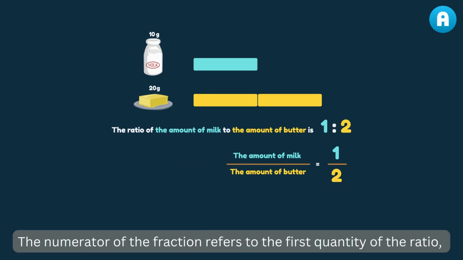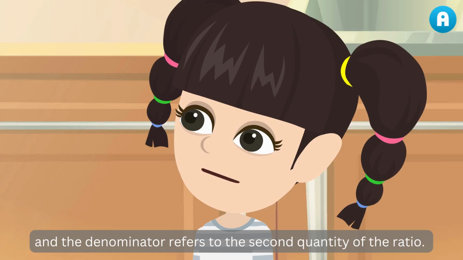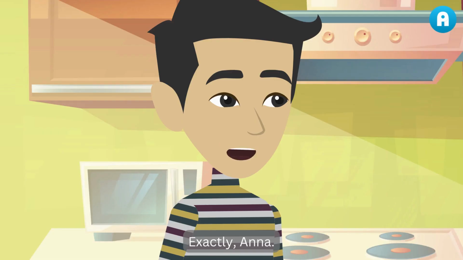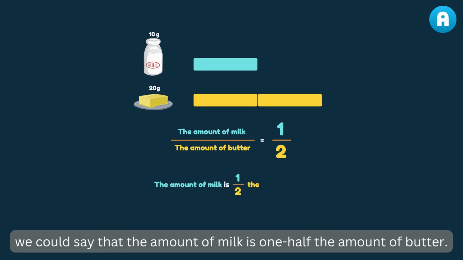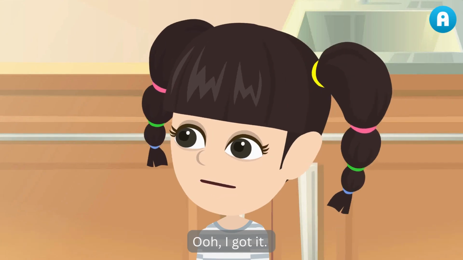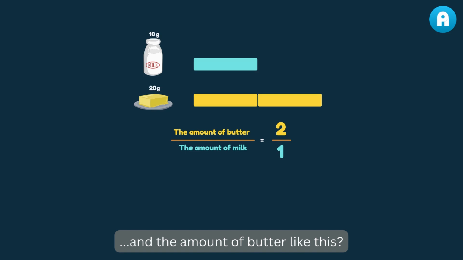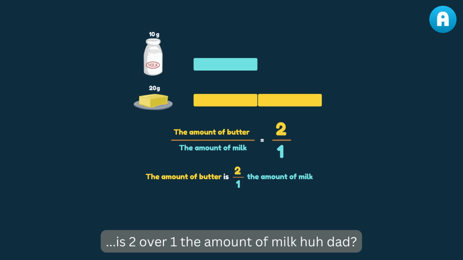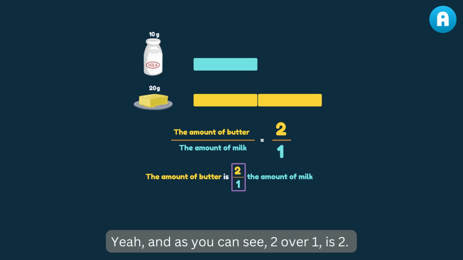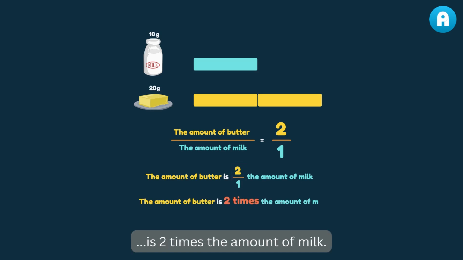Oh, I see. The numerator of the fraction refers to the first quantity of the ratio, and the denominator refers to the second quantity of the ratio. It's kinda simple. Exactly, Anna. Well, look at the fraction 1/2. We could say that the amount of milk is 1/2 the amount of butter. Ooh, I got it. But Dad, what if I reverse the amount of milk and the amount of butter like this? In this case, we say that the amount of butter is 2/1 the amount of milk, huh, Dad? Yeah, and as you can see, 2/1 is 2. So we could also say that the amount of butter is 2 times the amount of milk.